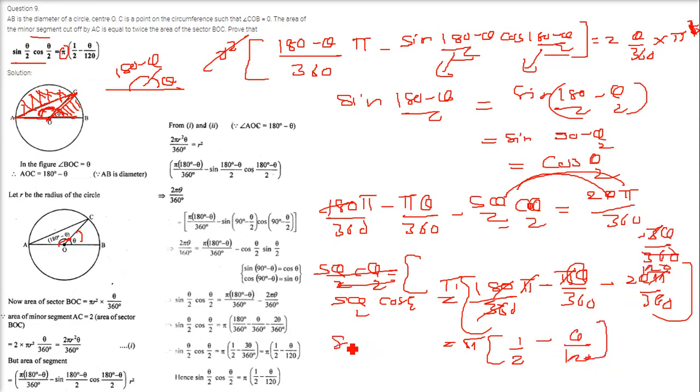So this is sine theta by 2 cos theta by 2 equal to pi times 1 by 2 minus theta by 120, and this is what was expected. This is what you have to prove.